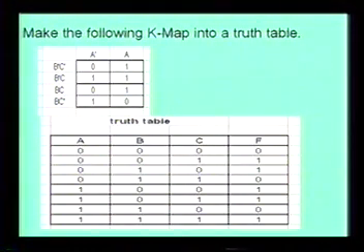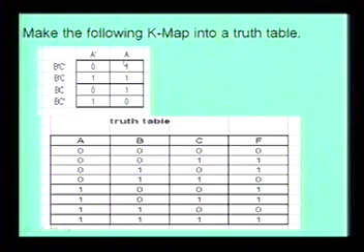Okay, now we have another one: make the following K map into a truth table. So now we're going the opposite direction. We have a K map given to us, and we need to figure out the truth table. So this is not A, not B, not C. A, B, C are the inputs, and F is the output. So we have 0, 0, 0, and the result is a 0.